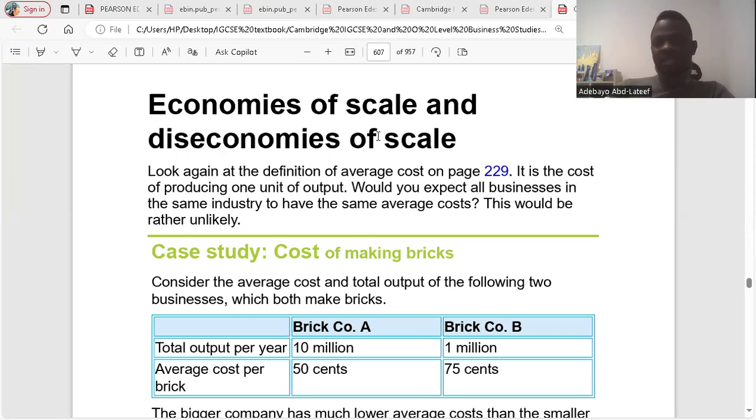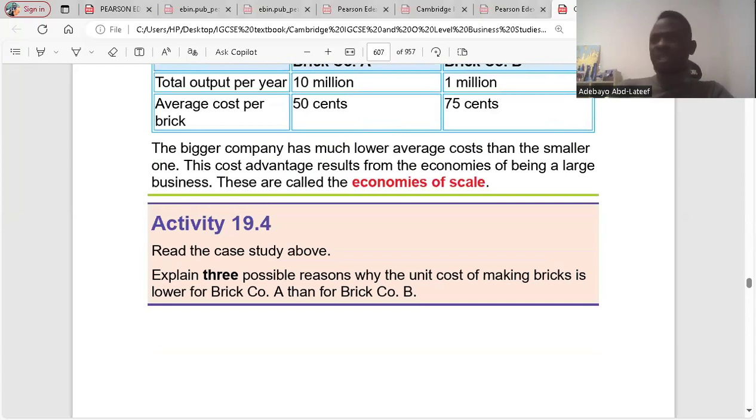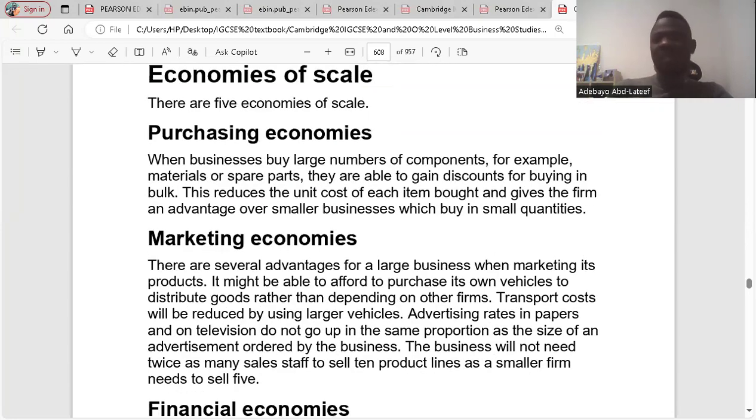We go to economies of scale and diseconomies of scale. We're talking about economies of scale. We're talking about a cost reduction as a result of expansion. That's what economies of scale is. So we have different types of economies of scale. Here they said we have 5 economies of scale. We start with purchasing economies of scale.